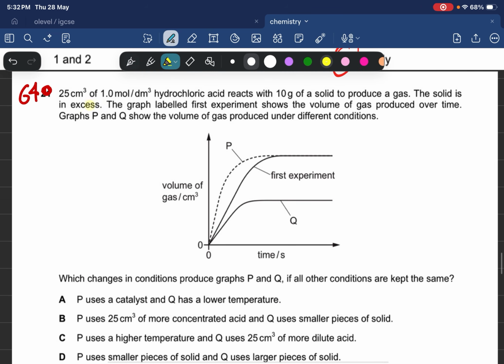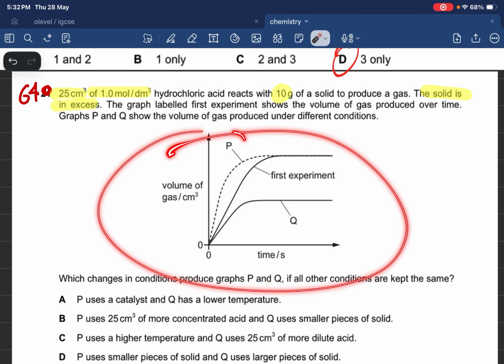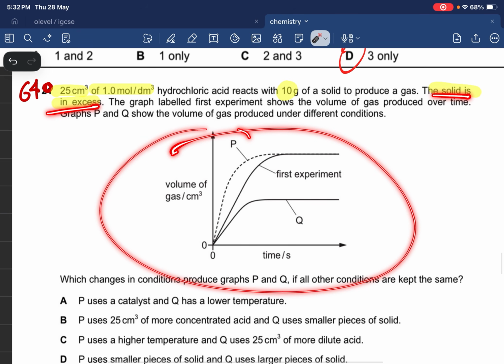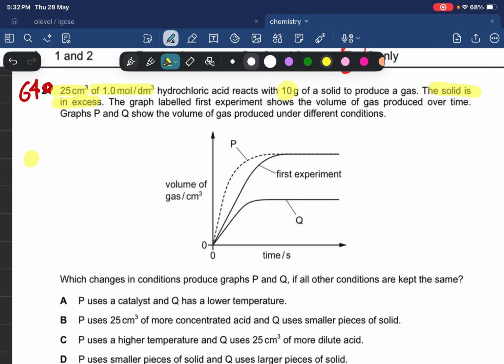It's fine. 25 cm cube of 1 mole per dm cube HCl reacts with 10 gram of solid to produce a gas. The solid is in excess. Now, always remember this volume time graph. When something is in excess, it cannot make your line go above the final line. It can make your line increasing or decreasing. It can make your line more steep or less steep. But it cannot increase the amount of product. Excess reactant can never increase the amount of your product.